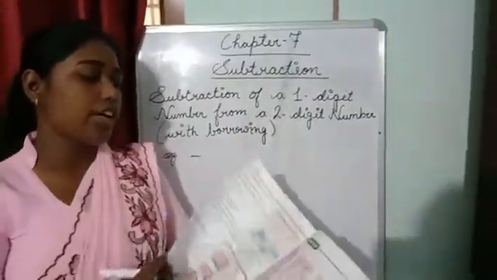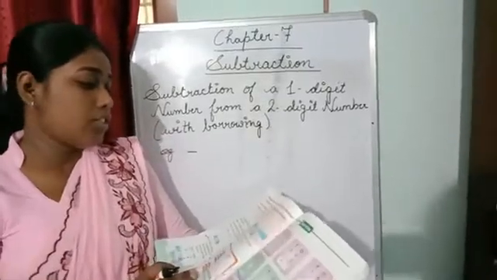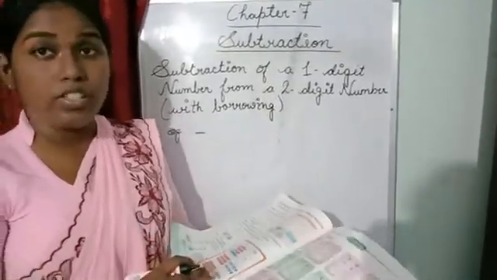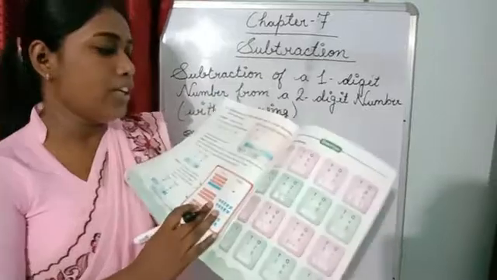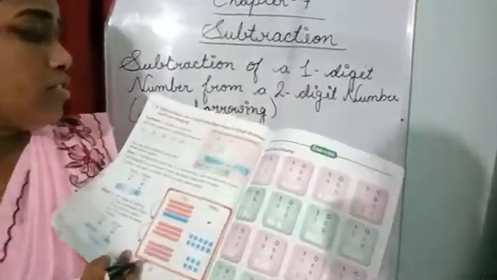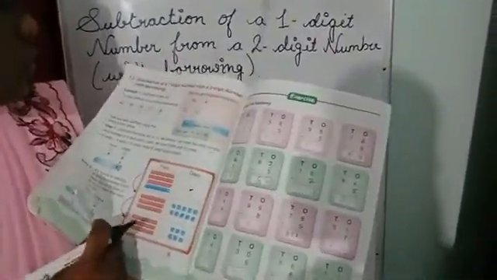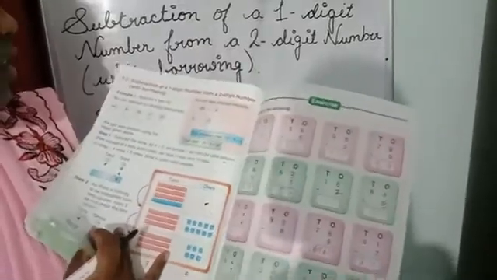So, children, today I am with the same chapter, chapter 7, subtraction, and with the next topic, that is subtraction of a one-digit number from two-digit numbers with borrowing. So, let's understand the subtraction with borrowing. Okay? So, see the example.